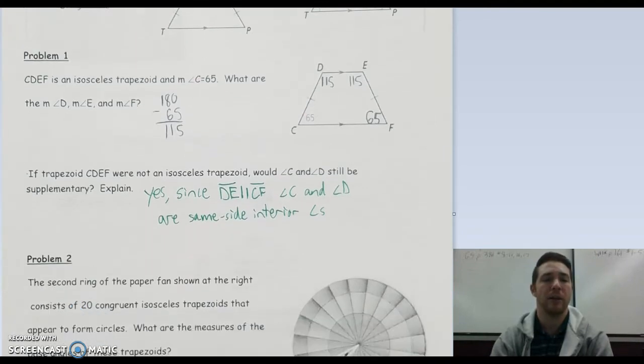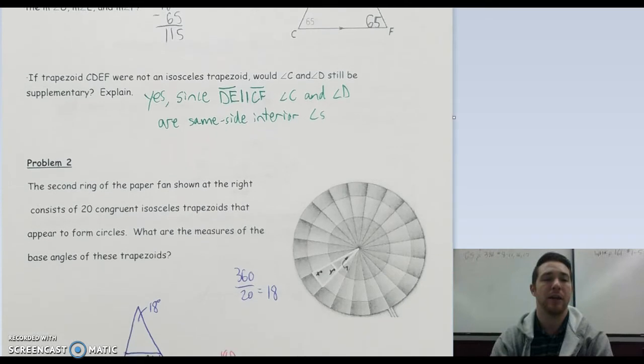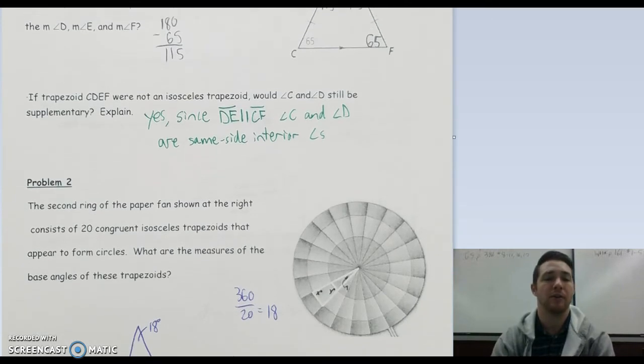So problem 2 is looking at that a little bit differently. We have a ring of a paper fan that's split apart into 20 congruent isosceles trapezoids on the second ring. And that's going to form a circle if I put that all together. So we want to find the measures of the base angles, and that's labeled as X and Y.